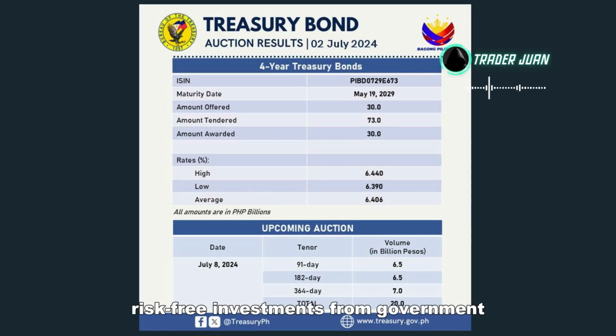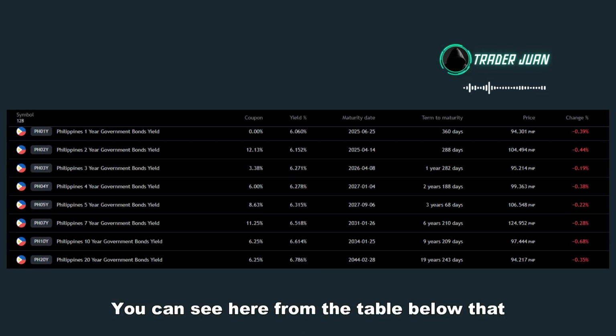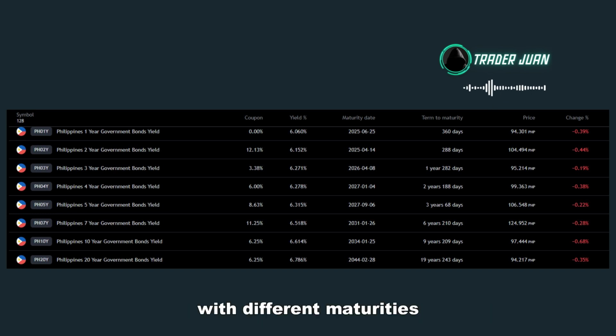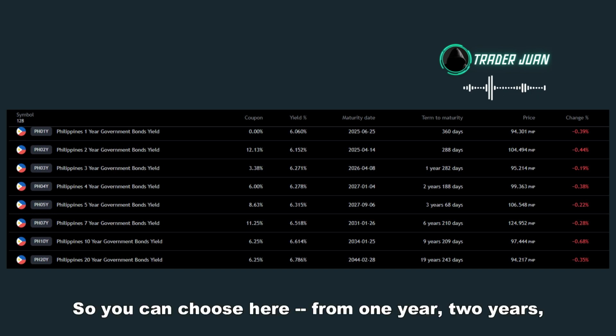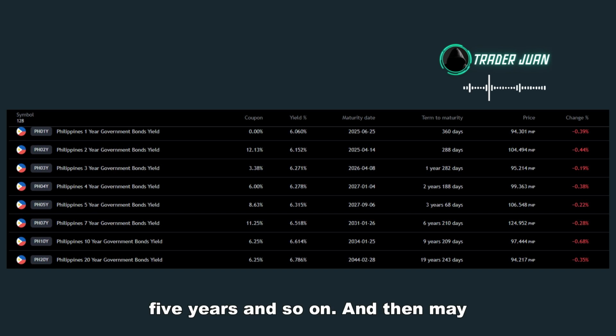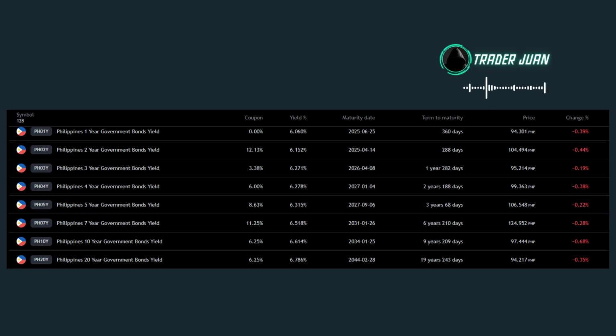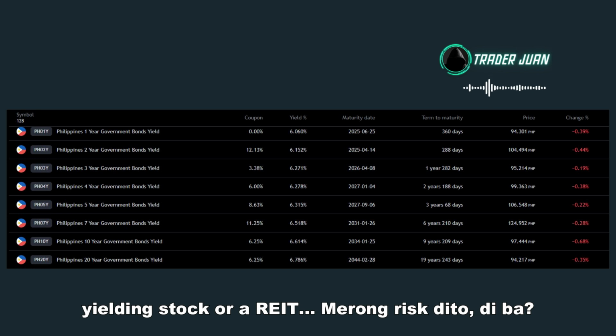So ano ang hard basis natin dito? Enter risk-free investments from government securities. You can see here from the table below that there are different government securities with different maturities, different being yung yields niya. So you can choose here from 1 year, 2 years, 5 years, and so on, and then may corresponding yield siya before taxes. So, logically, compared to a dividend-yielding stock or a REIT, merong risk dito, diba?